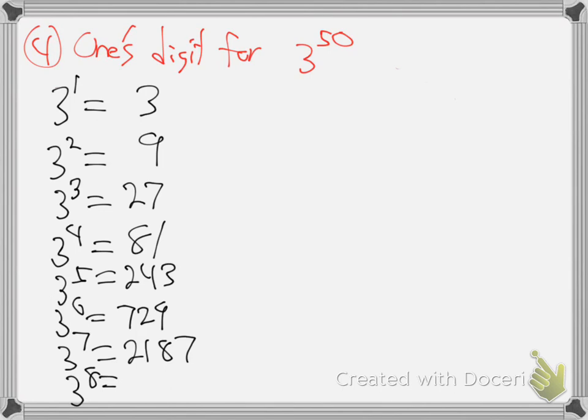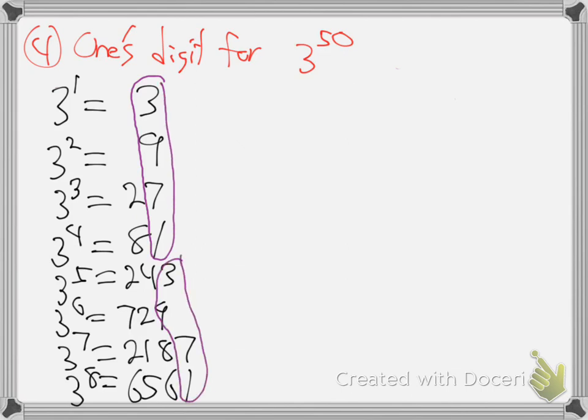Somebody got it? It's 6561. Yeah, now why are we doing all this? What are we looking for? We're looking for the ones digit, huh? Look at what's happening. You see what's happening with the ones digits? 3, 9, 7, 1. Do you see how it's repeating a definite pattern in the ones digit? 3971, 3971, 3971. It's going to keep doing that.